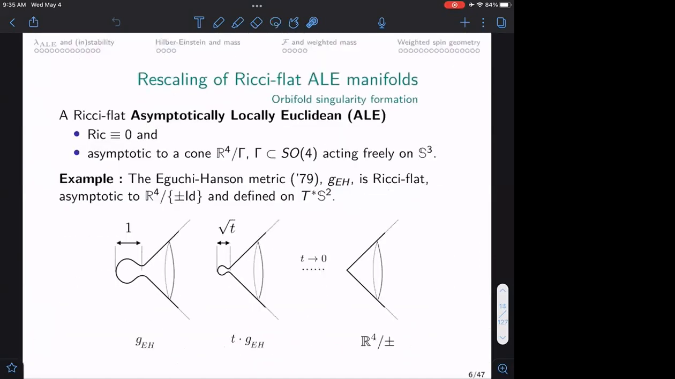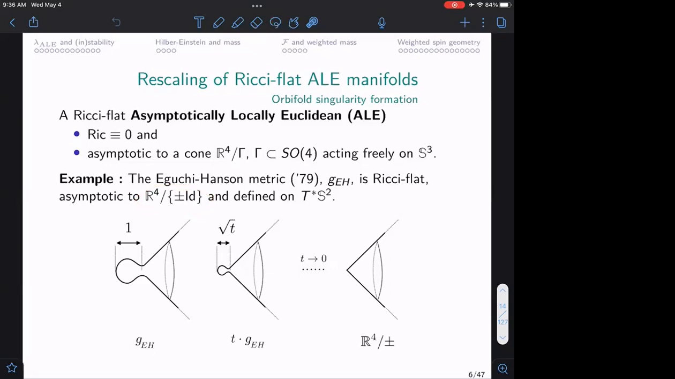So a Ricci-flat ALE metric, I'll be more precise about my assumptions on the decay later, is Ricci-flat, of course, and it's ALE in the sense that it's asymptotic to a quotient of Euclidean space. The simplest example is the Eguchi-Hanson metric found in '79, and it's Ricci-flat and asymptotic to just the quotient of Euclidean space by antipodal identification. So that's your asymptotic cone.